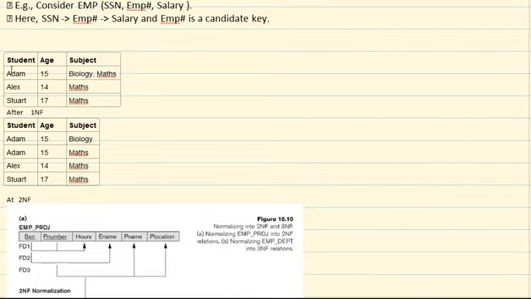So let's look at some examples. Like I said, 1NF allows only atomic attributes. So as you can see, atomic values. In the first row, biology and math, these are two values in one column of a table. So this is not allowed according to 1NF rules.